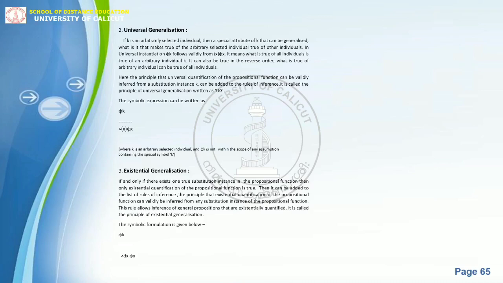Now coming to existential generalization, it states that if and only if there exists one true substitution instance of the propositional function, then the existential quantification of the propositional function is true. Then it can be added to the list of rules of inference. The principle is that the existential quantification of the propositional function can be validly inferred from any substitution instance of the propositional function. This rule allows inference of general propositions that are existentially quantified. It is called the principle of existential generalization. It is symbolized below.